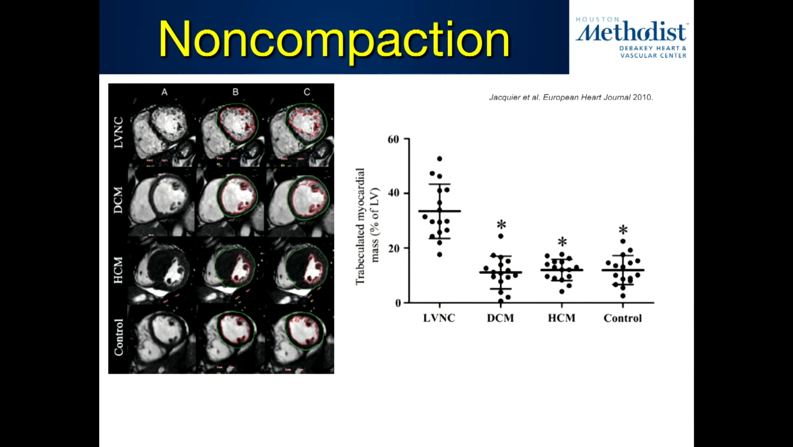There's also another criterion for LV non-compaction, which was proposed about 5 years later by Jacquier and colleagues, where they went through and looked not just at individual segments, but at the global mass of non-compacted myocardium relative to the mass of compacted myocardium. What they proposed was a cutoff of more than 20% for the non-compacted to compacted myocardium ratio, which was pretty good at separating patients with LV non-compaction from those with dilated cardiomyopathy, HOCM, or controls.